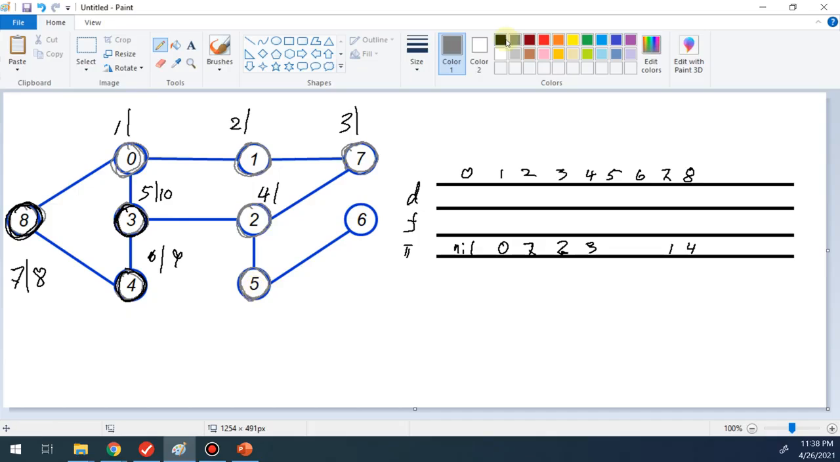And then the discovery time of the 5 will be 11. And then for the 5, we go to the 6. So 6 is also gray. And then the discovery time will be 12. And then we find that from 6, we are going nowhere. There's no more white nodes, so that's black. So we have 13. And then for the 5, there's nowhere to go.